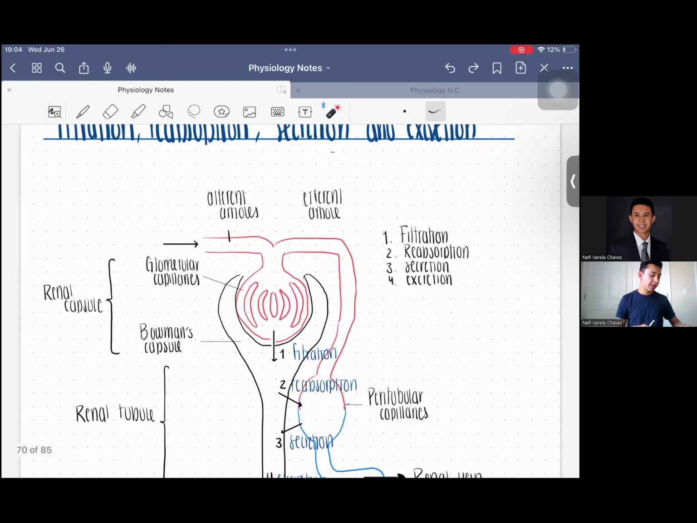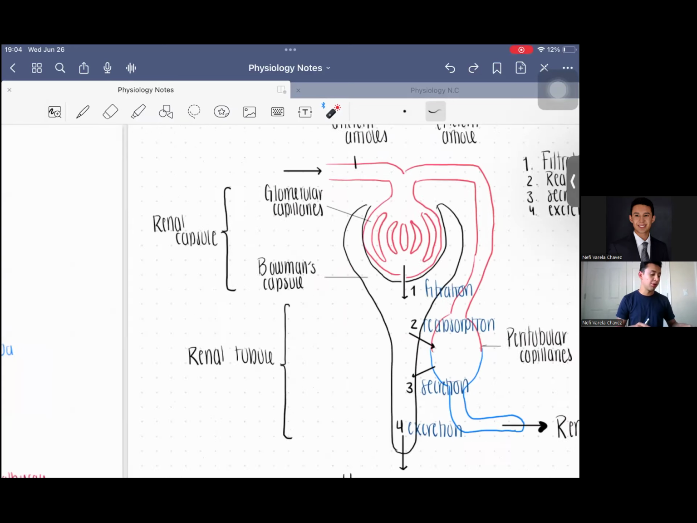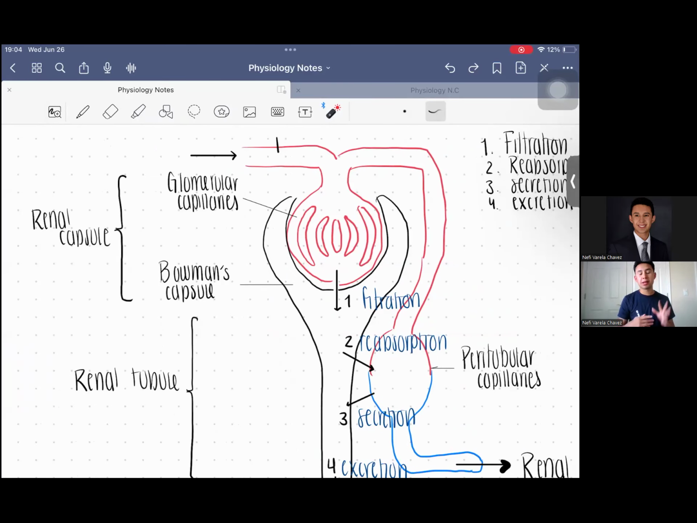So, going to the kidneys, everything is going to start here in this basic structure named the nephron. In the nephron, we will find the renal capsule. The renal capsule is going to be the connection between the glomerular capillaries and the Bowman's capsule, okay? So this forms part of the nephron.